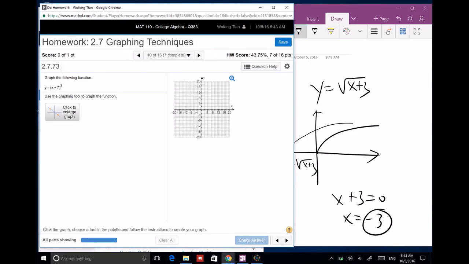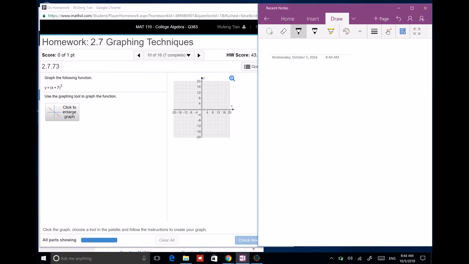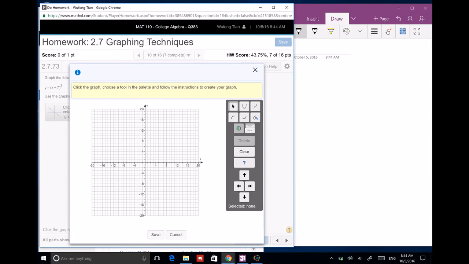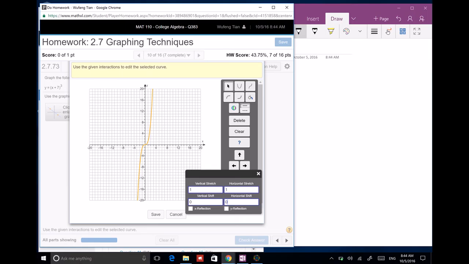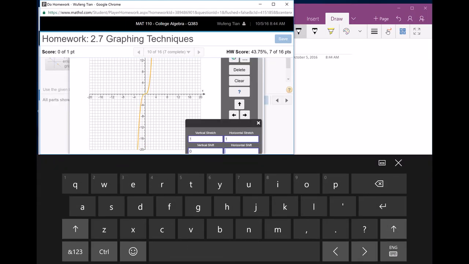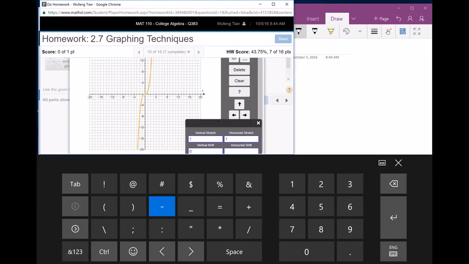Okay, (x plus 7) cubed. I'll just do this one. You have to choose this, and click it here. And you don't have the vertical stretch, no. Horizontal stretch, no. Vertical shift, no. Horizontal shift, yes. What is the horizontal shift? Set up x plus 7 equals 0, then x equals negative 7. You shift the graph by 7 units to the, wait.